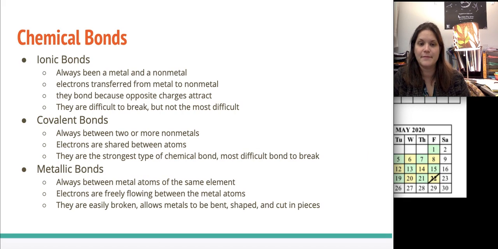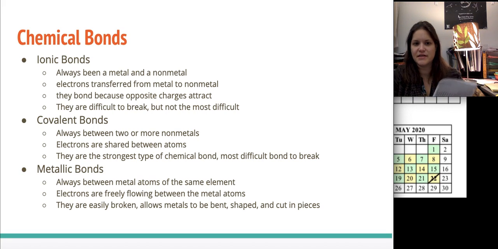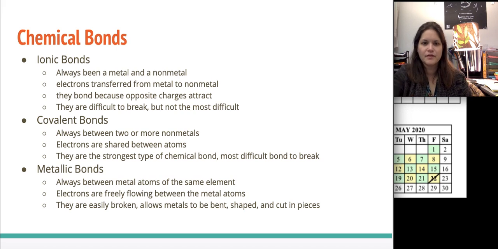And then we've got our chemical bonds. So this is where you now need to write in the characteristics about chemical bonds. So we have ionic bonds. They're always going to be between a metal and a nonmetal, whereas covalent bonds will be only between nonmetals, and metallic bonds are only between atoms of the same metal element. So you can't have a bond between aluminum and copper. You can have a mixture of them, which we call an alloy, but you cannot have a chemical bond between two different metal elements.